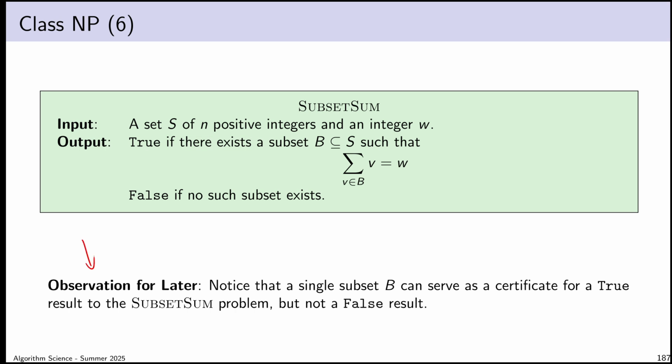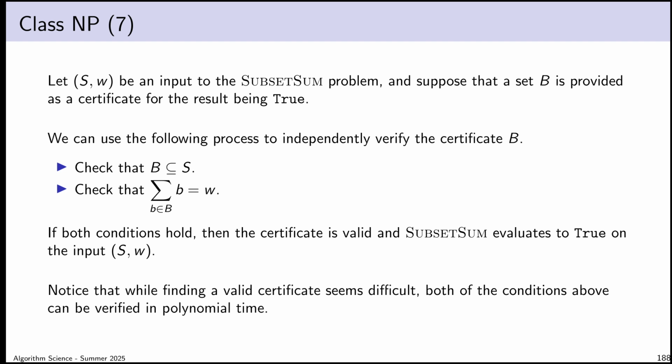Now, this is the thing I said a minute ago. Notice that a single subset B can serve as a certificate for a true result, but giving you one subset wouldn't be a way to prove a false result. A false result is a result that applies to all subsets. So if I say that there is no subset, to prove that to you, I'm making a statement about every possibility. To prove that there is a subset, I only have to show you one subset with that property. There could be many that have that property, but I only have to show you one of them.